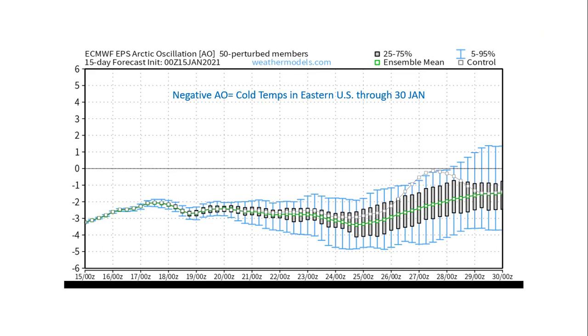Looking at European EPS, AO, 50 perturbed members, this one goes out to the end of January, around 30 January. Pay attention to the green line, that's the ensemble average. We have 50 perturbed members of this particular European EPS, and the green line represents the average of all those different variables in the outcomes. The green line stays well below the zero line all the way out through 30 January. So that's a negative AO on this model.